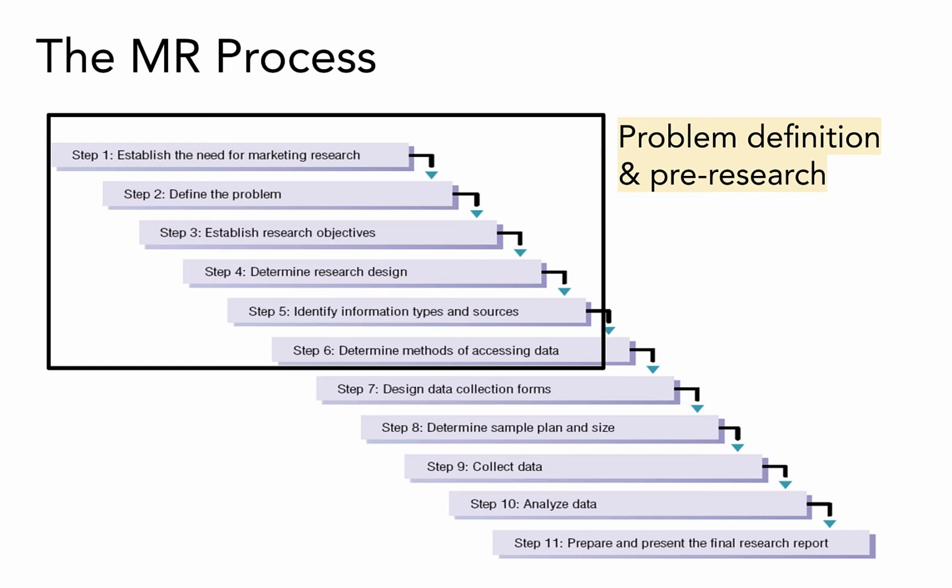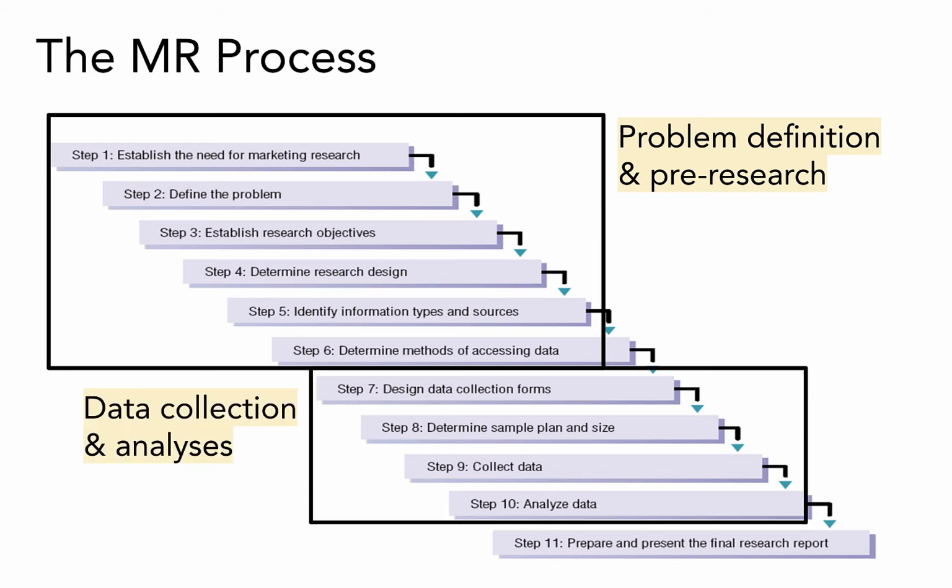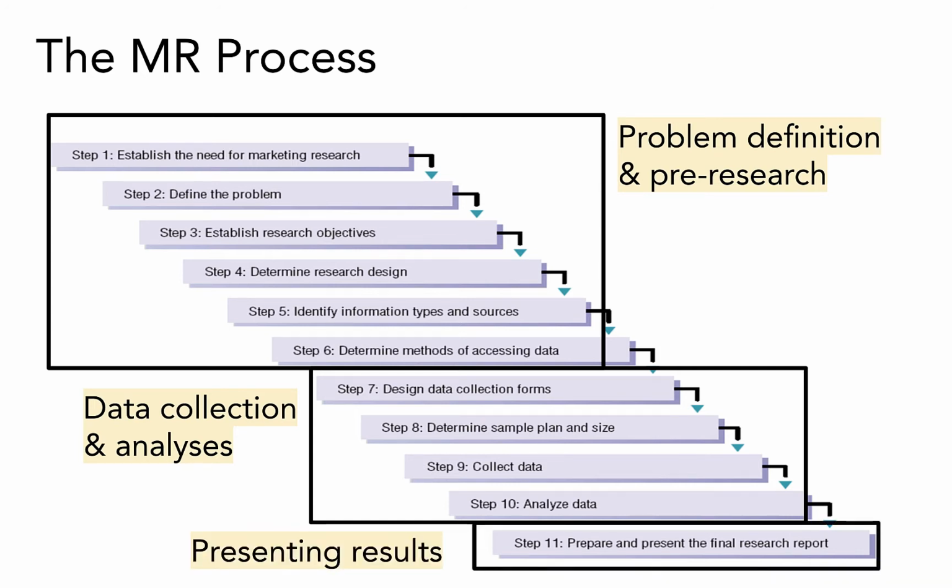You may want to do some preliminary research, such as secondary data analysis, to get to know the problem you will be investigating. Next is the stage of data collection and analysis. So in this stage, you will actually collect your own primary data, whether that is through survey research, focus groups, experiments, or any other method. You will collect that data and analyze it. And then lastly, you will prepare and present a final research report. This is very common in the marketing research industry as well, where you as a researcher or as a consultant present your findings to the client you are working for.